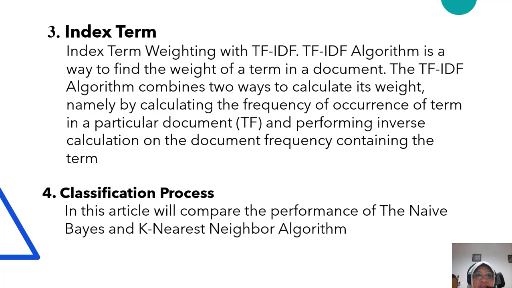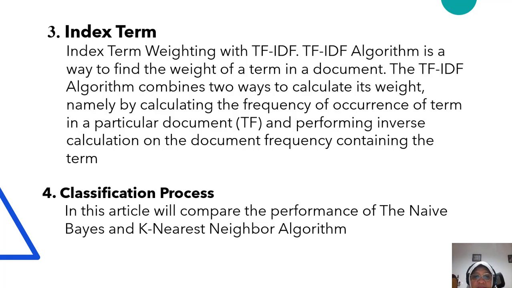And the next step is the index term. Index term weighting is done with TF-IDF. The TF-IDF algorithm is a way to find the weight of a term in a document. The TF-IDF algorithm combines two ways to calculate its weights, namely by calculating the frequency of occurrence of a term in a particular document, TF, and performing an inverse calculation on the document frequency containing the term. And the next step is the classification process.